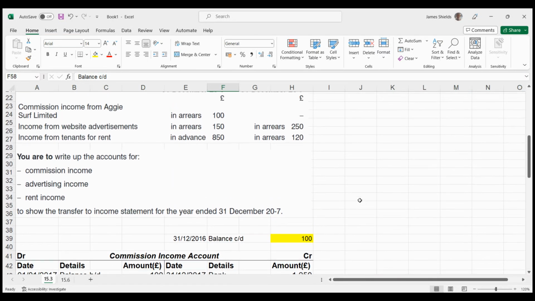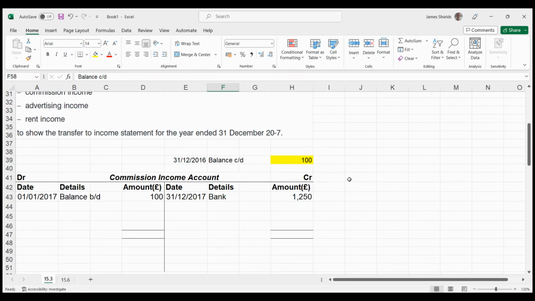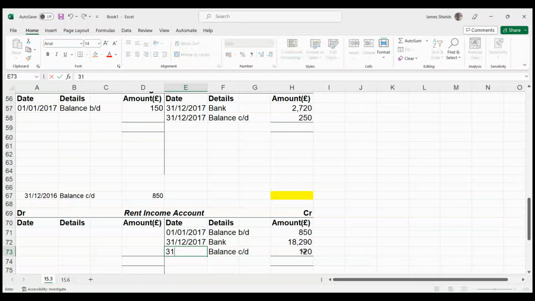Now finally, income from tenants was in arrears of £120. So we were due another £120 worth of income. So it's income, so it's the credit side. We haven't received it yet, so it's going to be the balance carried down to the following year when we should get the money. So it'll be the 31st of December 17.